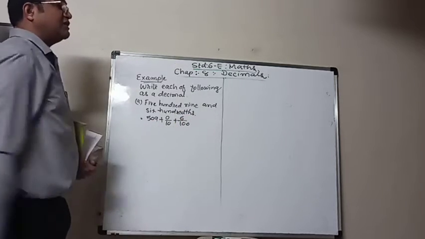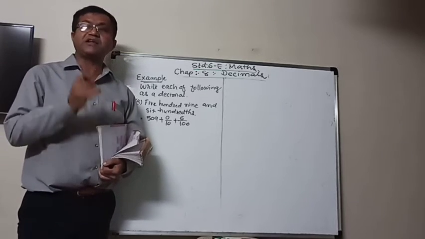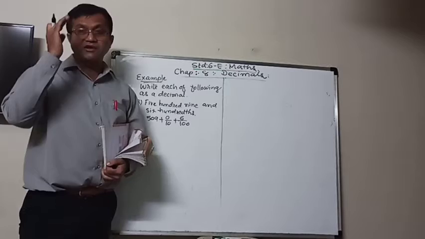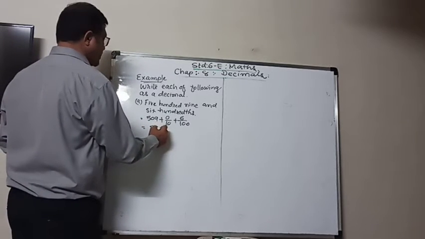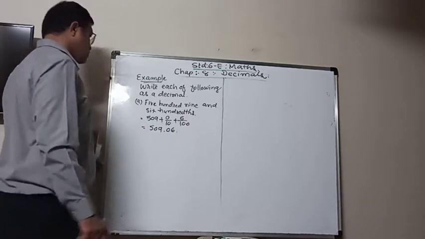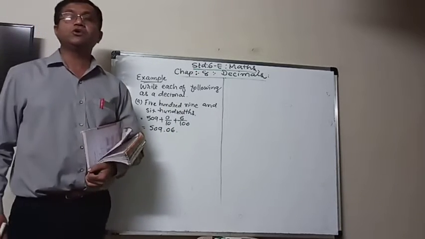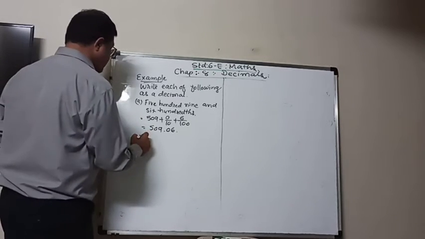In that previous one also you can do that when there is a missing place. In place of that you can write 0 so that we don't forget to put 0. So here 509.06. So it will be easier to write it down like this. Let's take more examples.